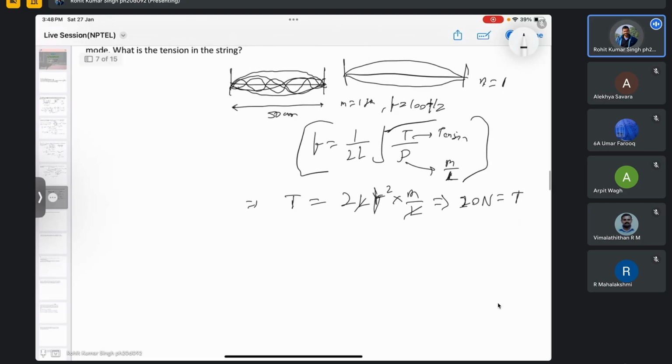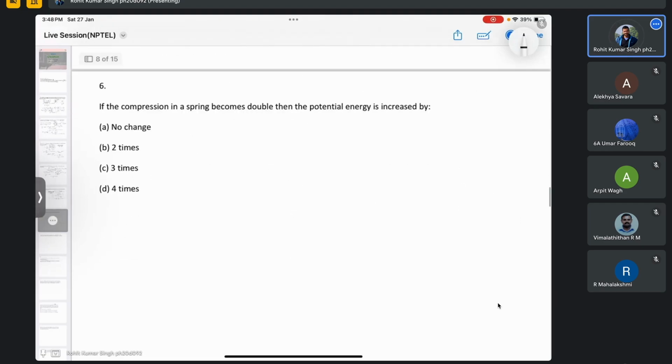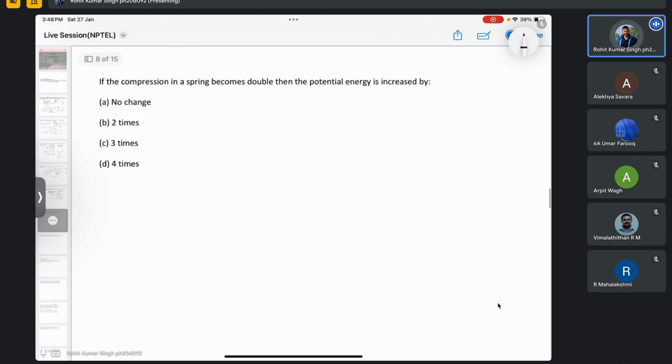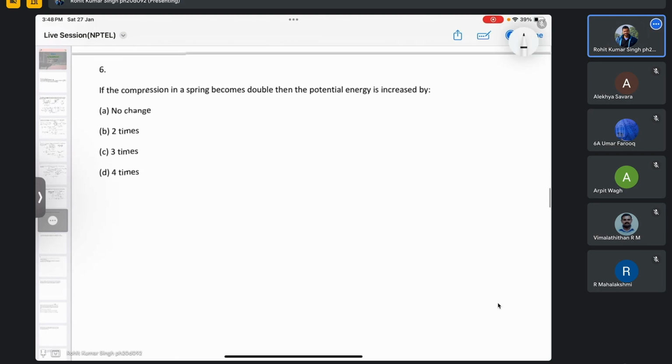Now let's move to the next problem. Again, it's a very simple problem. What it says is, if the compression in a spring becomes double, then the potential energy is increased by what factor? Will there be no change? Will it be 2 times, 3 times, or 4 times? Anyone, please guess what the answer is.